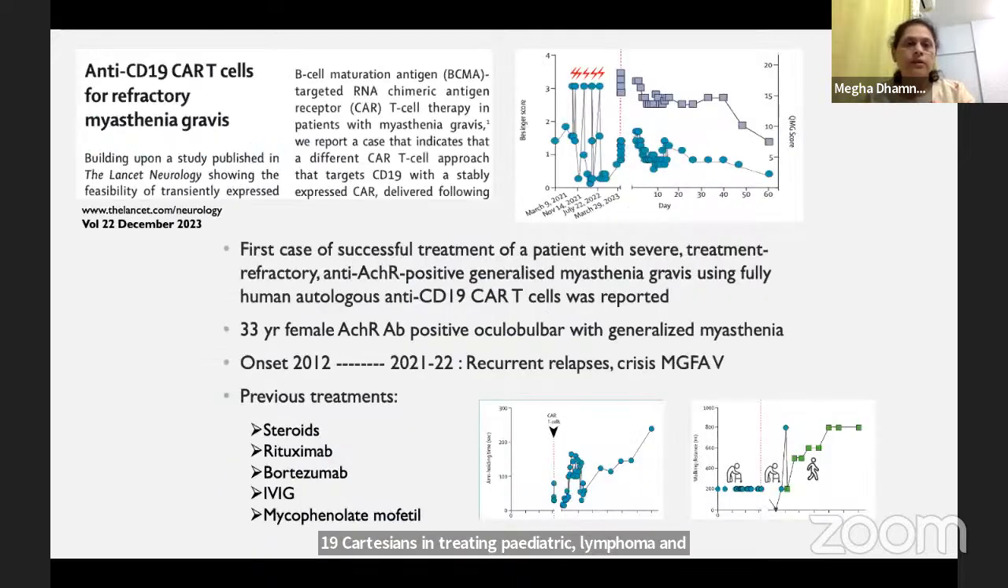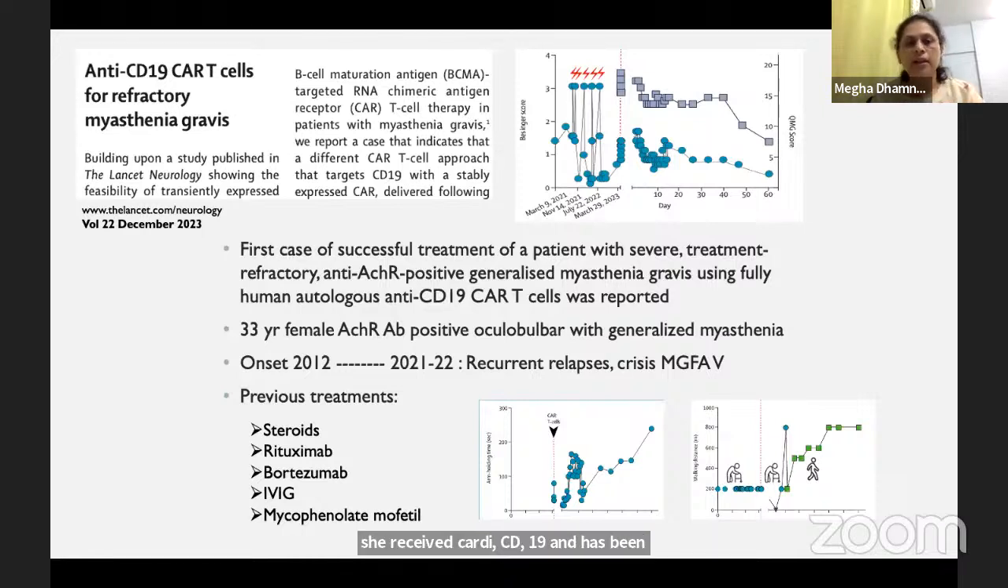This was the first successful treatment of CAR T CD19 in a patient who had severe refractory myasthenia. This was a Lancet paper. You can see this patient received steroids, rituximab, bortezomib, IVIG, and mycophenolate, and still was refractory to treatment. And she received CAR T CD19 and has been in remission.